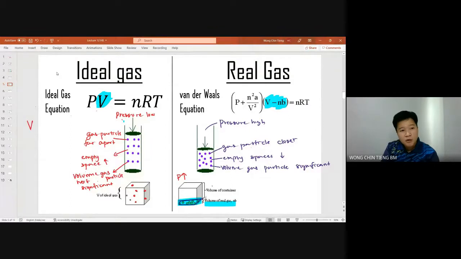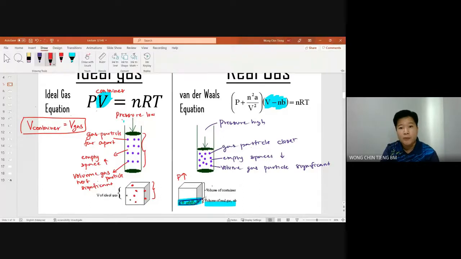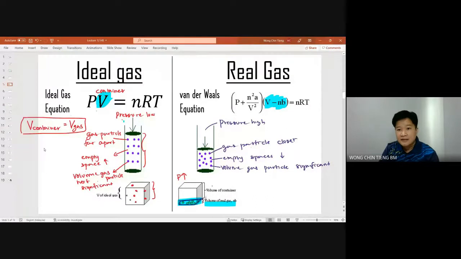In the ideal gas, the volume of the container, the V over here is the volume of your container, will be equal to the volume of gas. Why? Because it will fill the space. Do you see it fills the space? Okay? Right. Because the gas will sit fully there. But what happens here is the volume of the container, the V, is high. The volume of the container has a lot left. But your gas will occupy it. That is your real gas. The volume of your real gas.